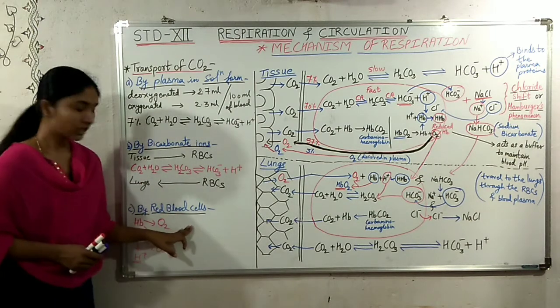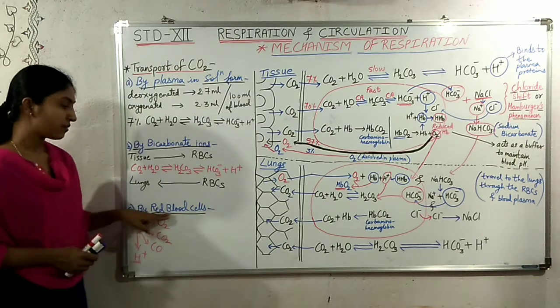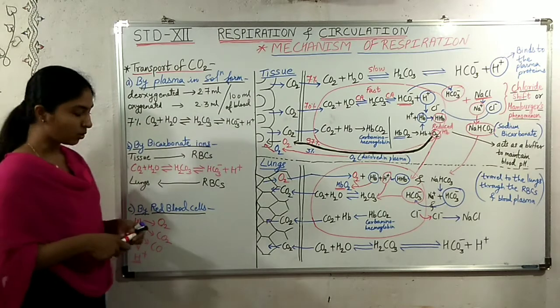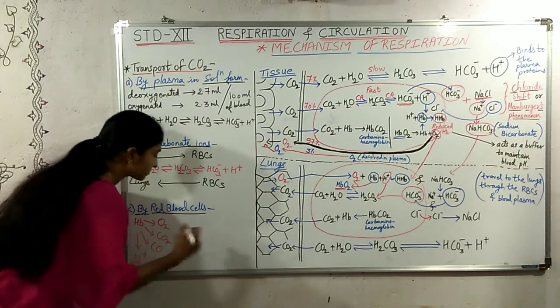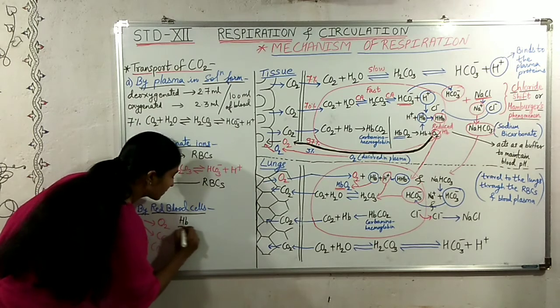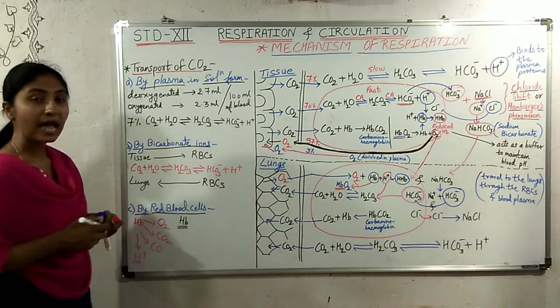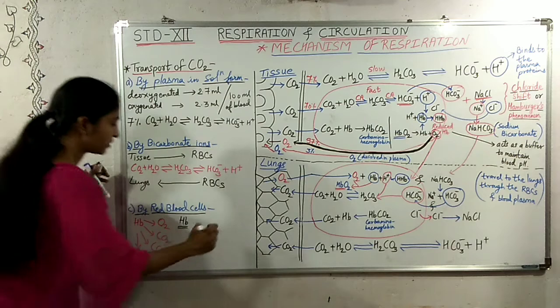Now, the third step, by red blood cells. Now, as we know, hemoglobin has amino acids in it.